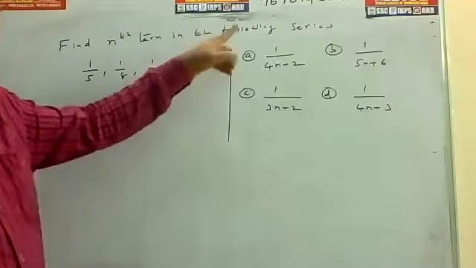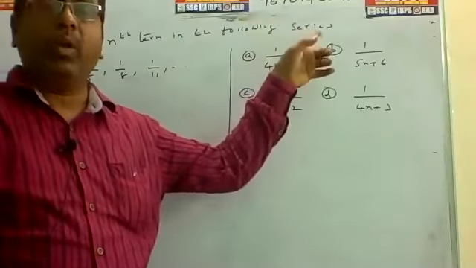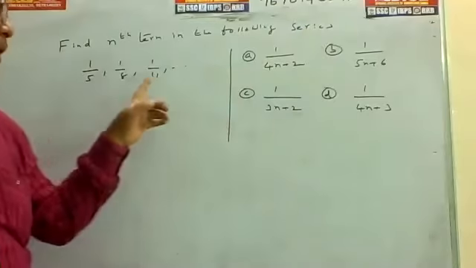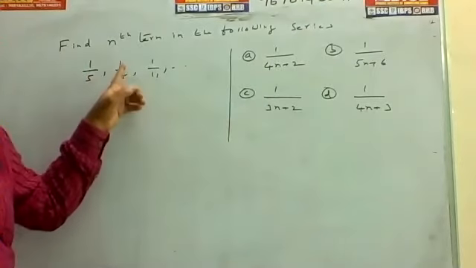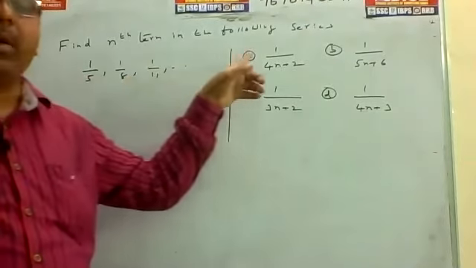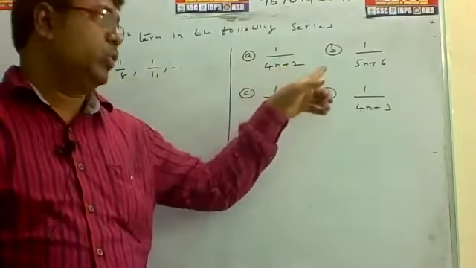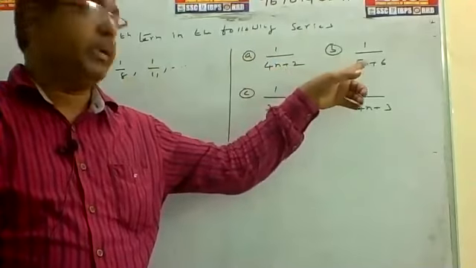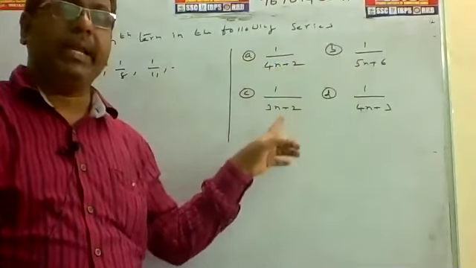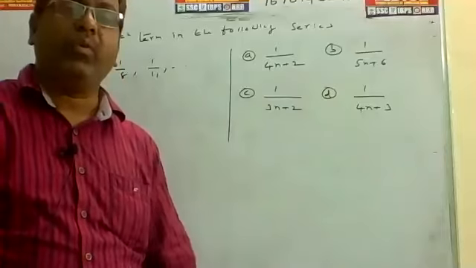Find the nth term in the following series. 1 by 5, comma 1 by 8, comma 1 by 11, and so on. Option A, 1 by 4n plus 2. Option B, 1 by 5n plus 6. Option C, 1 by 3n plus 2. Option D, 1 by 4n plus 3.